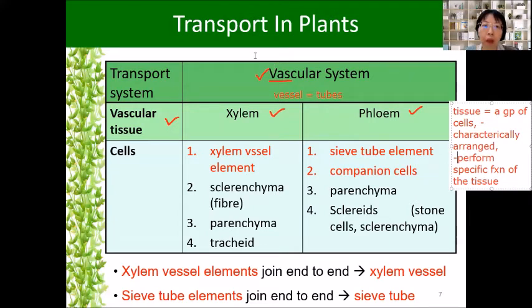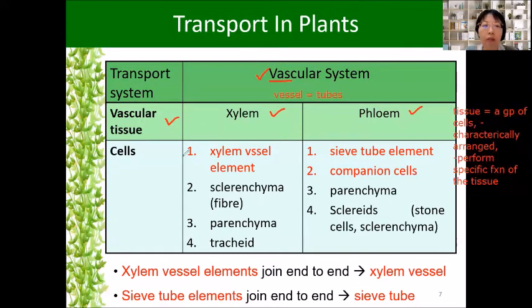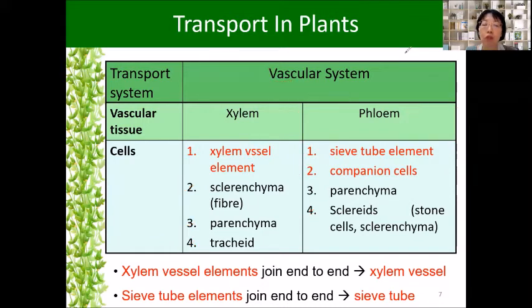Among the cells, xylem is made up of xylem vessel elements, sclerenchyma, parenchyma, and tracheids. Phloem is made up of sieve tube elements, companion cells, parenchyma, and sclereids. Sclereids can also be called stone cells, or sclerenchyma. So you can see that a tissue may be made up of more than one type of cell, like xylem and phloem tissue.